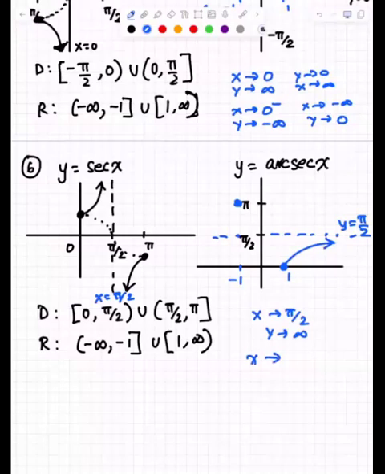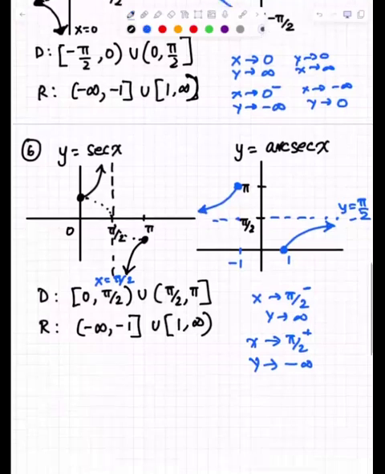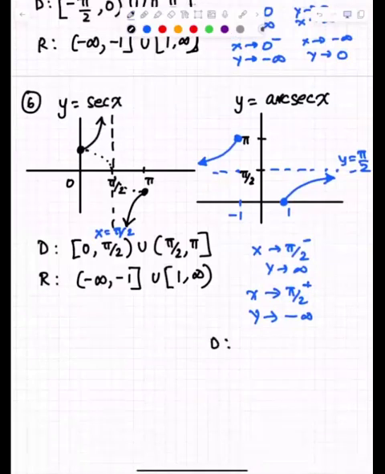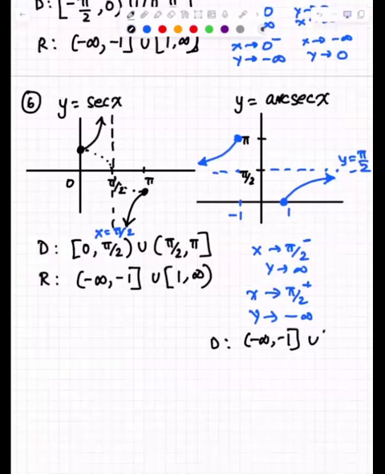Similarly, as x is headed towards pi over 2 from the negative side, y is headed towards negative infinity. So as x is headed towards negative infinity, y is headed towards pi over 2. That's it. That's the graph of arcsecant. And for arcsecant of x, again, the domain is going to be the range of the original, so that's negative infinity to negative 1, union 1 to infinity.